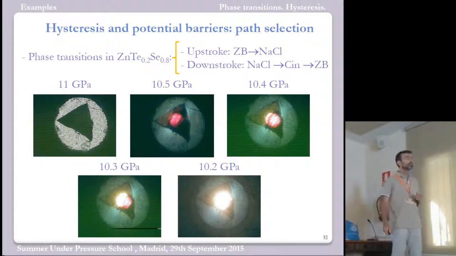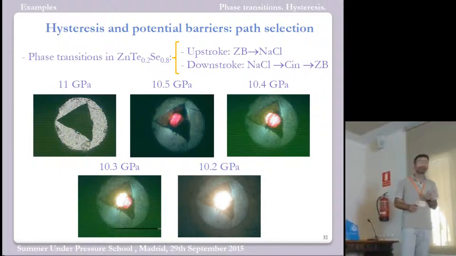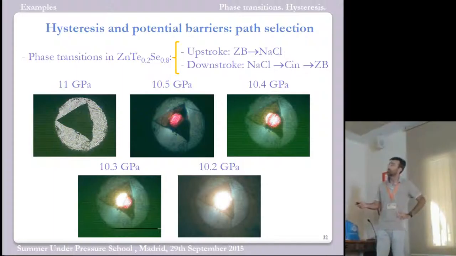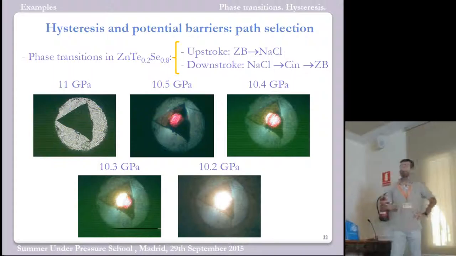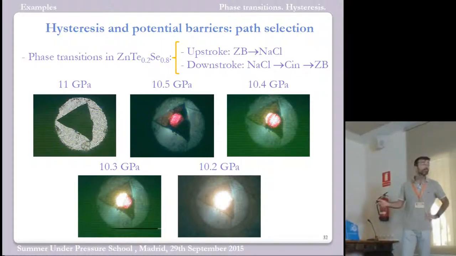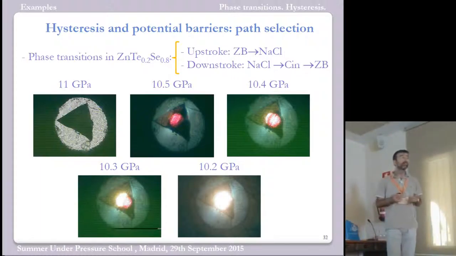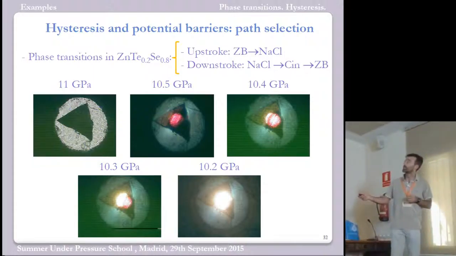You can also use hysteresis to follow a particular path in the pressure temperature phase diagram in order to look for new phases. I come back also to this example with this alloy, where you can see that in the upstroke you go directly from the zinc blende to the rock salt phase. However, in the downstroke you observe this cinnabar intermediate phase. And that's because the cinnabar phase has internal degrees of freedom, and if you choose in a proper way these internal degrees of freedom, the cinnabar phase is very, very similar to, or equal to, the rock salt phase. So the potential barriers to overcome from the rock salt to cinnabar phase are very, very small. However, they are very big if you go from the zinc blende to the cinnabar phase. So the cinnabar phase is only seen in the downstroke.